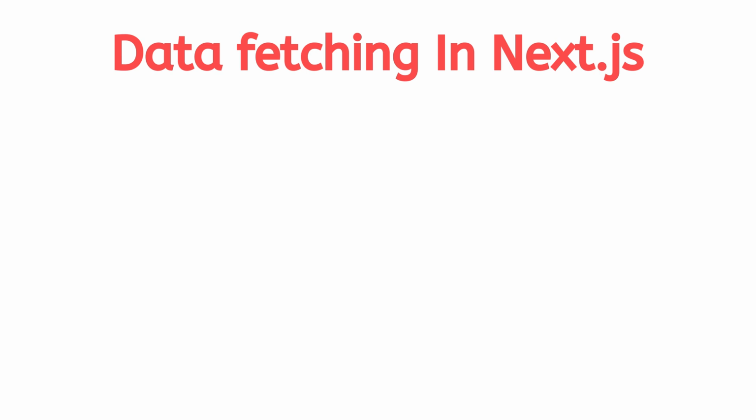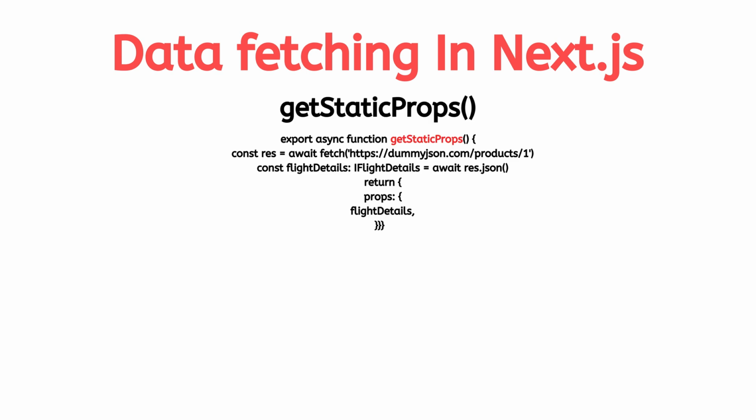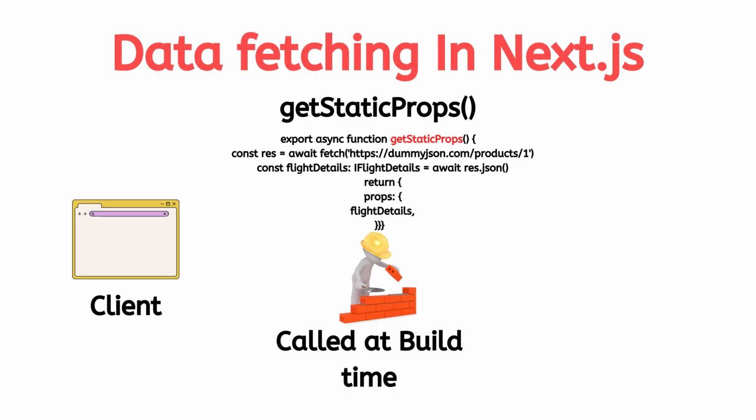So the first one is using getStaticProps, which is a pre-rendering methodology in Next.js. In this particular method, whatever logic we put inside getStaticProps will be called during the build time, and the response of this particular API method will be serialized as JSON and is available at the build time.